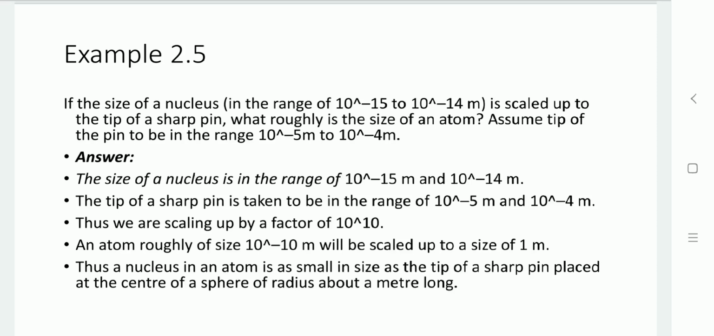The minimum size given for the nucleus is 10 raised to minus 15 meter, while we want to scale up to 10 raised to minus 5 meter, so we have to scale up by a factor of 10 raised to 10. So here, the atom, roughly of size 10 raised to minus 10 meter, will be scaled up to the size of 1 meter. So in this way, the nucleus in an atom is as small in size as the tip of a sharp pin placed at the center of a sphere of that radius.